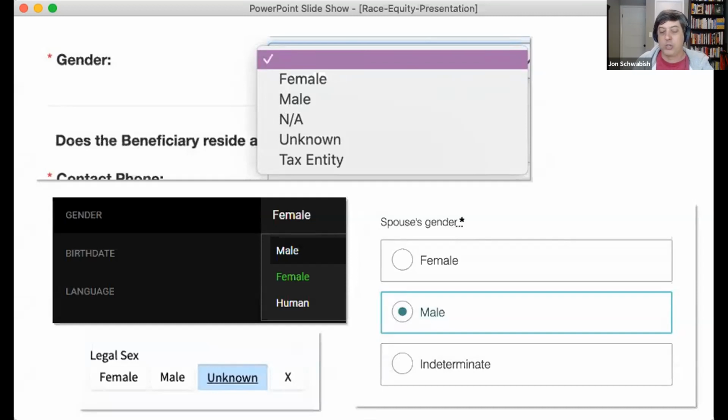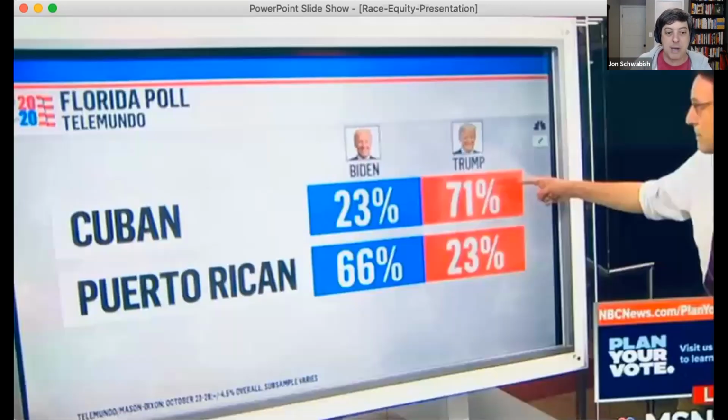There was a great little Twitter discussion about the worst online forms for asking about gender, and these are just a few of the 40 that were shared. The first one here is my favorite: female, male, NA, unknown, and tax entity. Who's creating these drop-down menus? Tax entity, what are we asking about?